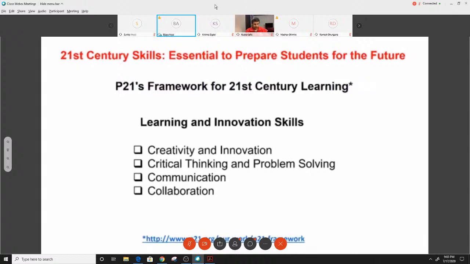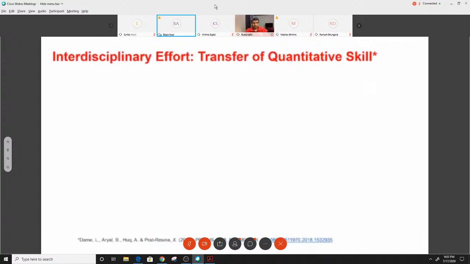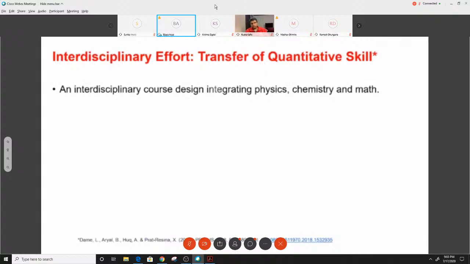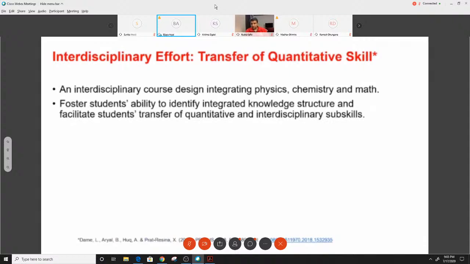Here, I'm collaborating with some people. So here I'm providing a couple of examples of interdisciplinary effort. And then I'll talk about something more physics specific, physics only. One example is I have been collaborating with faculty from chemistry and math for the last few years, and the goal is to help students learn skills.